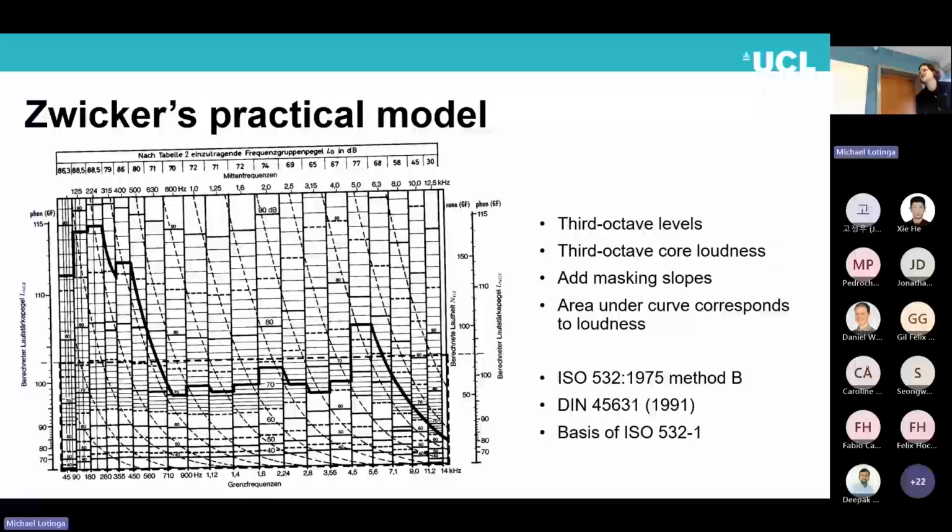This was later standardized in ISO and in the German DIN standard. And it still forms the basis for the present day Zwicker model, or as I like to call it, the Zwicker-Fastl model, because Professor Fastl did a lot of research as well. So this is standardized in 532-1. It forms the basis for this. This is based on a spectrum. And you can, of course, also calculate it for time-varying sounds, which I will talk about later with the Cambridge model.